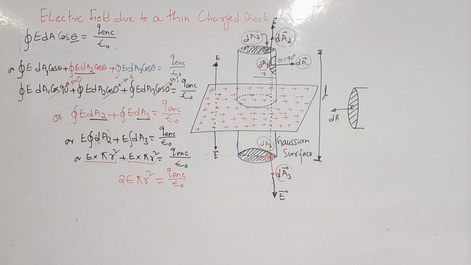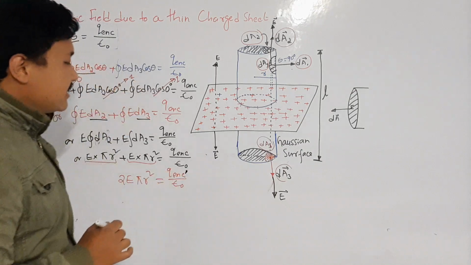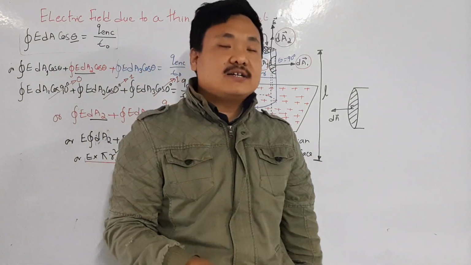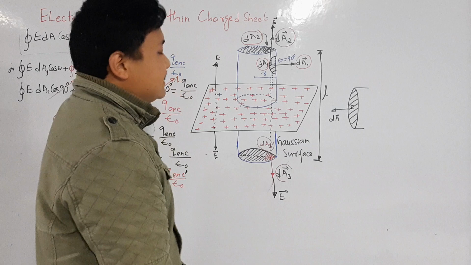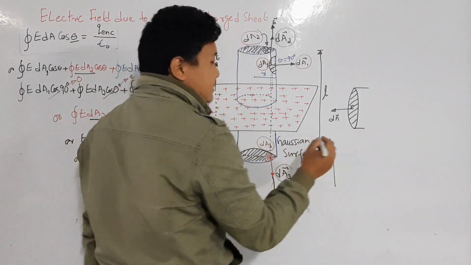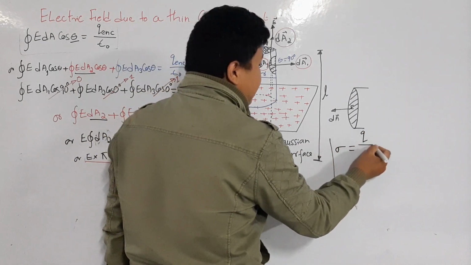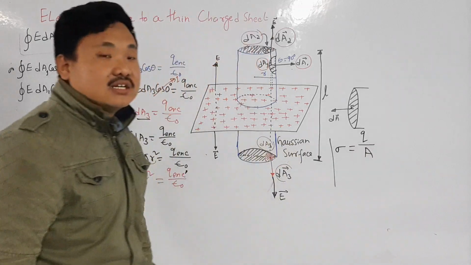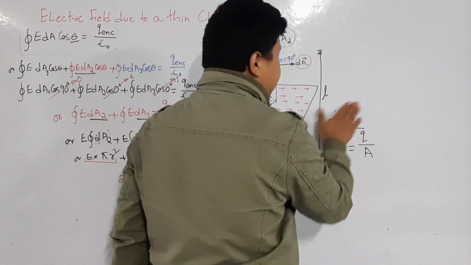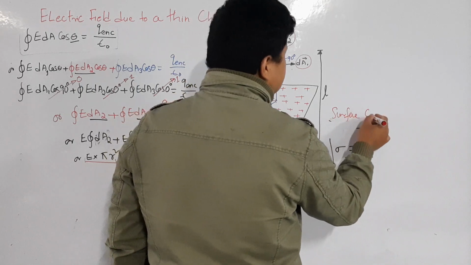Okay? Now what I want to do is, I want to eliminate this. So I will eliminate this by using what? By using surface charge density. So we know that surface charge density, sigma, is equal to charge divided by area. Right? Surface charge density is charge divided by area.